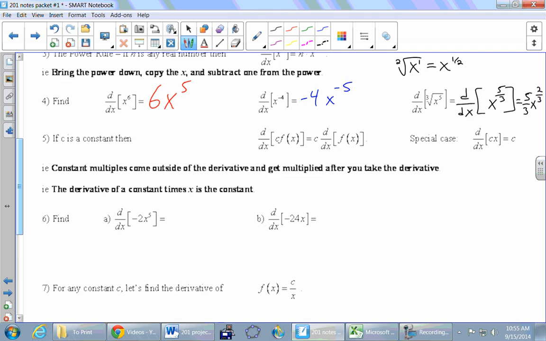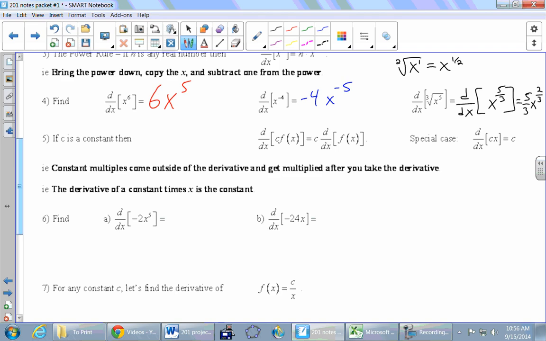Okay, number 5. If c is a constant, then the derivative of that constant times a function f of x is equal to the constant times the derivative of the function. What that says is that if you see a constant in front of something that you know how to take the derivative of, you can basically ignore the constant, just copy it down, and then take the derivative of that function and multiply at the end.